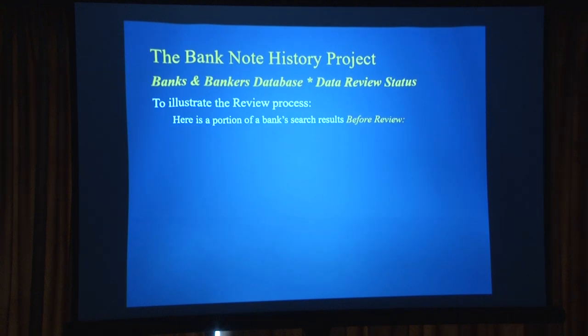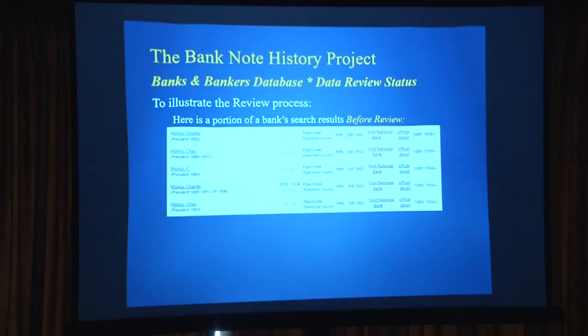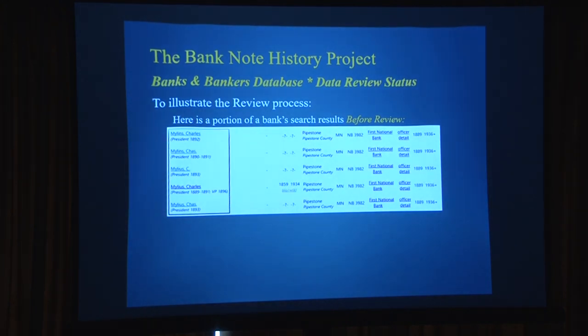Here's a portion of a bank's search results before it was reviewed. Here's our old friend Charles Milius. Before it's reviewed, he's listed five times, once for each different spelling of his name. The other thing is the bank officer summaries are fragmented. Since this is split into five different spellings, this summary is only for 1899, but we also know he was president in '93 and '90. You can see how the summaries are fragmented because all of the different spellings are listed individually.